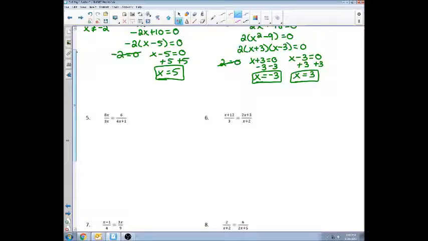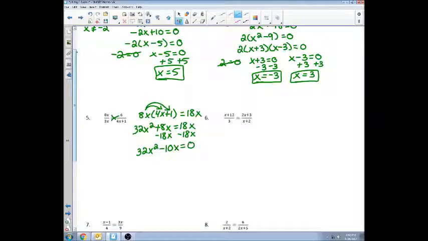Again, I only have two fractions. I have an equal sign, so I'm going to cross multiply. It would be 8x times 4x plus 1. 3x times 6 would be 18x. Well, 8x times 4x would be 32x squared. 8x times 1 would be positive 8x is equal to 18x. Remember, I keep saying I want to get everything to the same side of the equal sign. So if I subtract 18x from both sides, I would have 32x squared minus 10x is equal to 0.